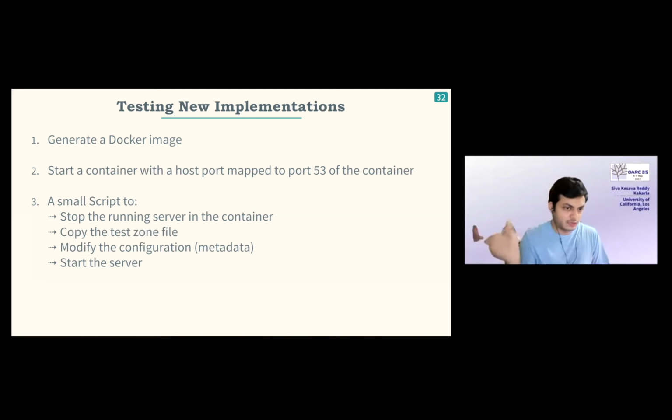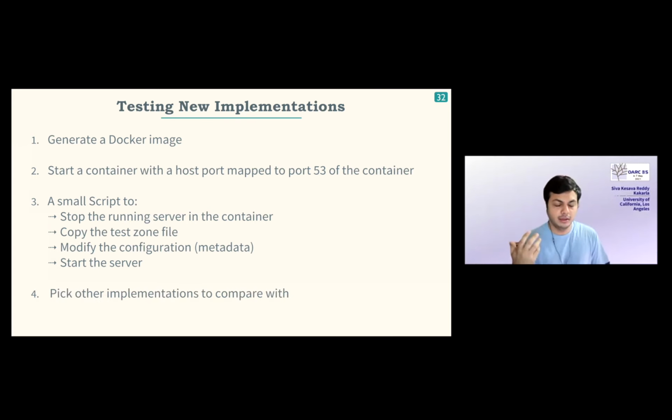Modify the configuration files that you need to. For example, for BIND, you need to change the named.conf. For Knot, you need to change the Lua script. So you need a small script to change this and restart the server. And then it's your choice to pick from the 8 implementations that we currently have, the ones that you want to compare your implementation with. Docker makes it quite simple to test new implementations and also add any existing implementations that currently support DNS authoritative logic.